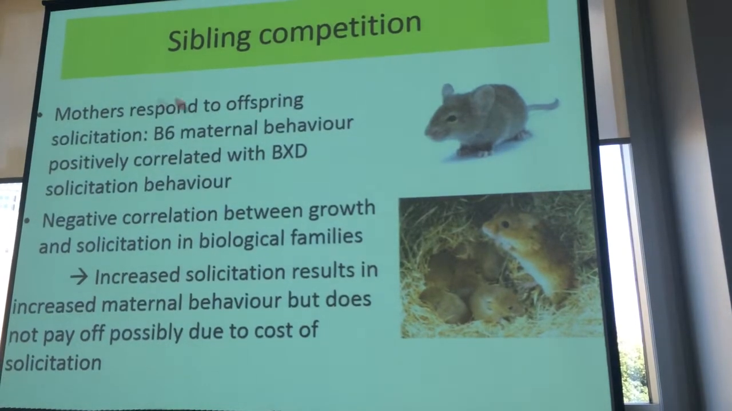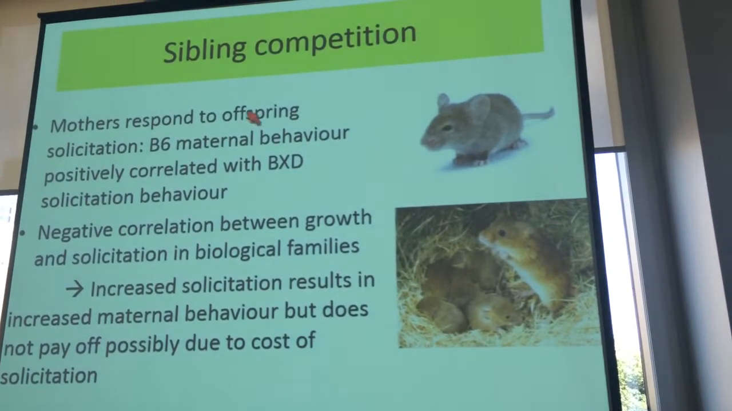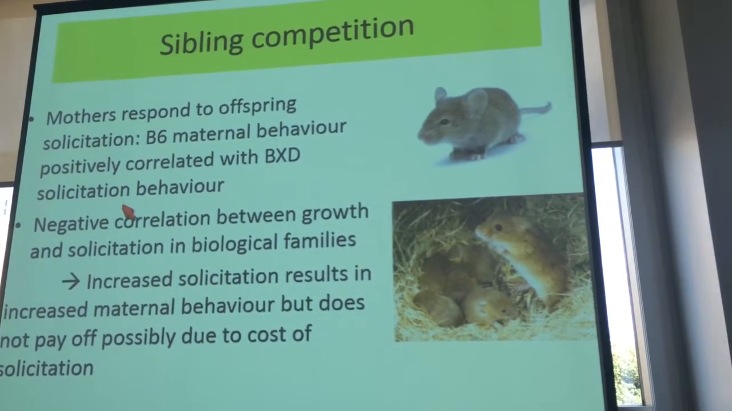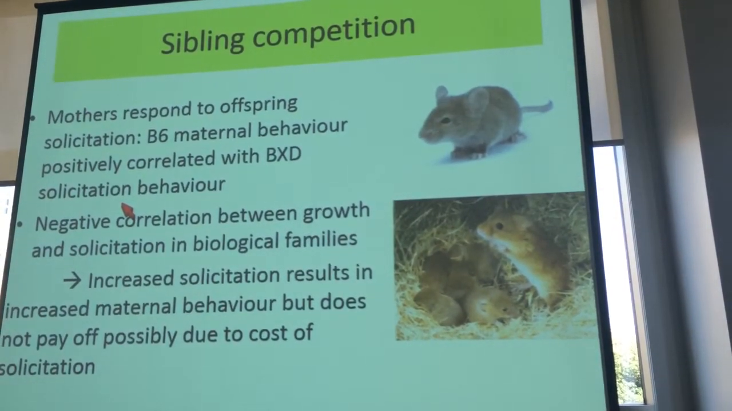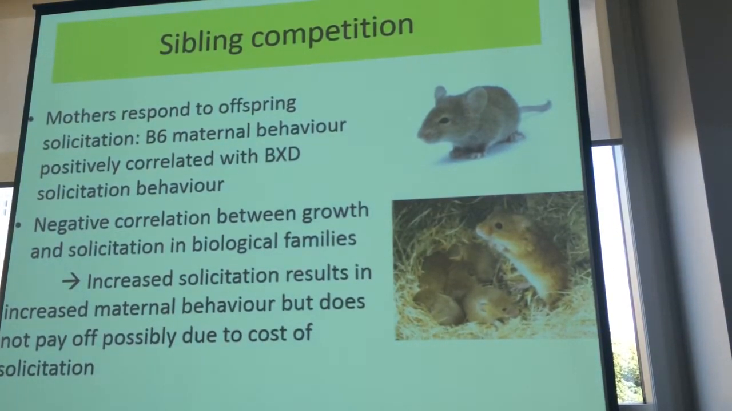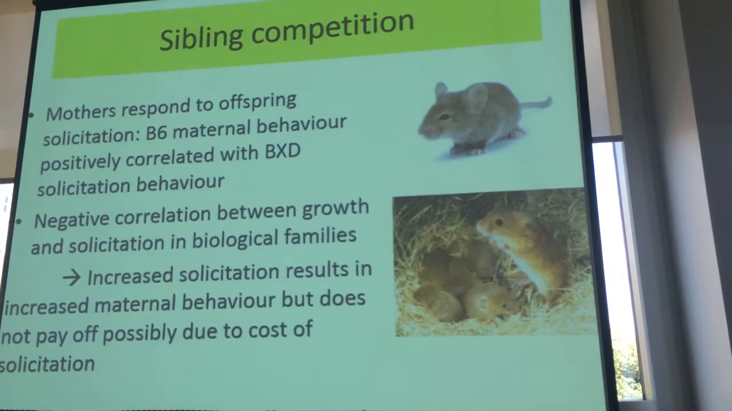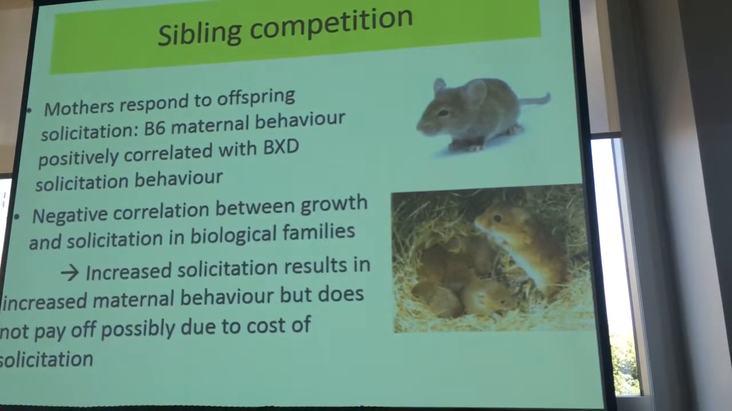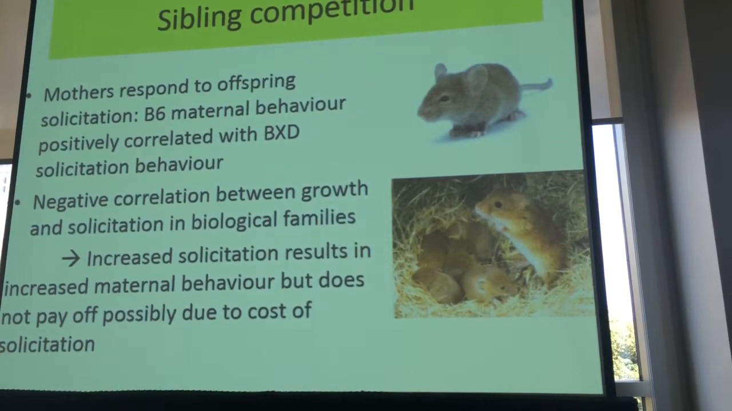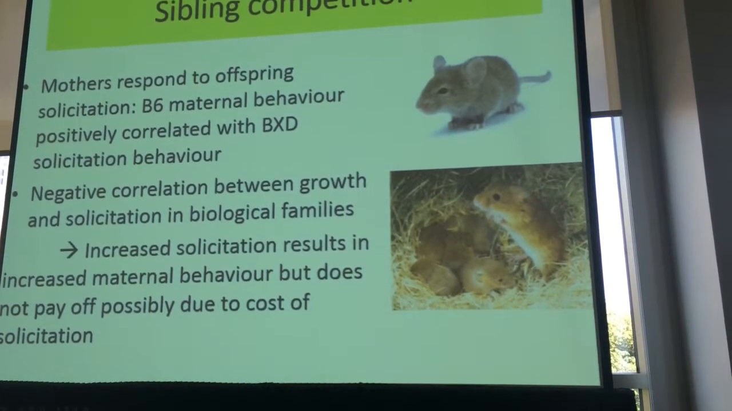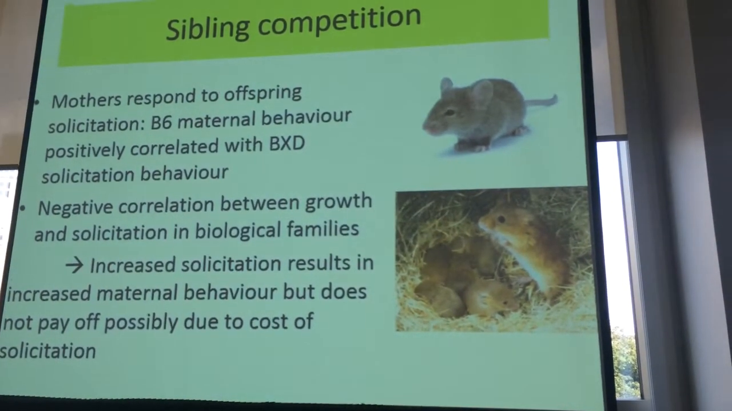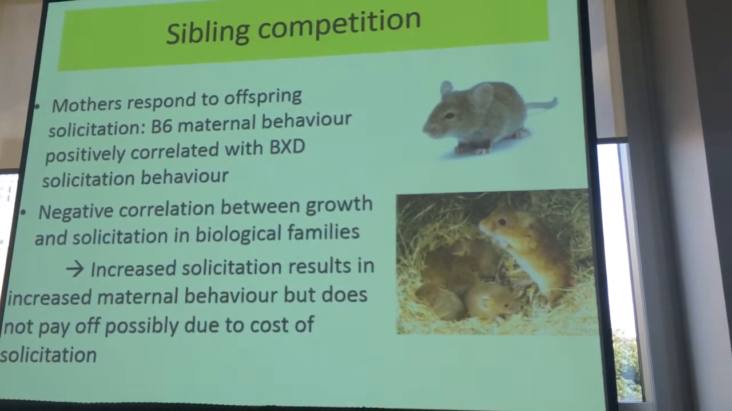Okay, so what we've seen is that the mothers respond to offspring solicitation in these adoptive families. That was the first result, and if we're looking at the biological families, we find there's a negative correlation between growth and solicitation. However, although increased solicitation results in increase in maternal behaviour, which is all good, it does not pay off for offspring. They have less growth, and that may well be due to the cost of solicitation in energetic terms.